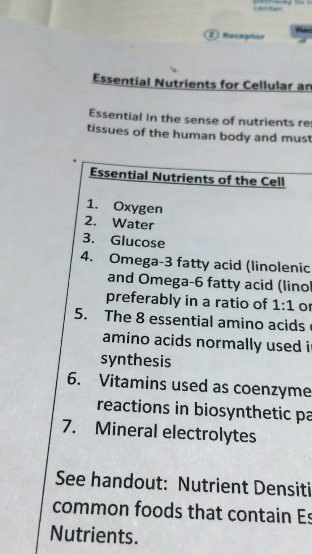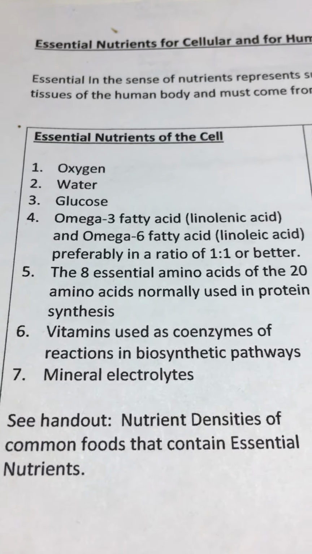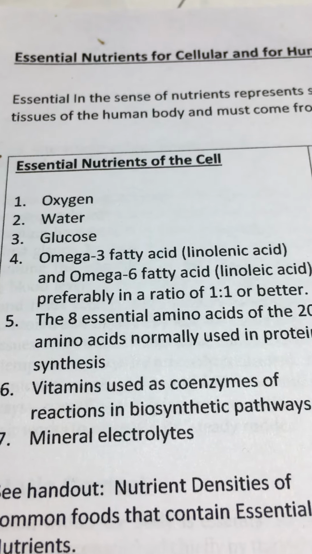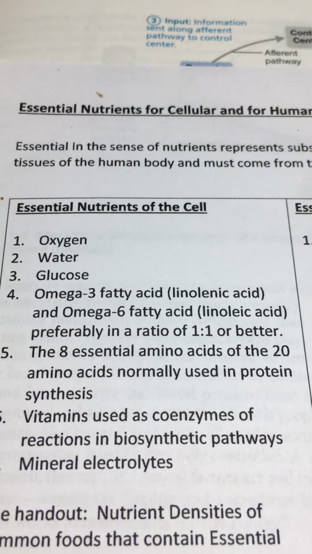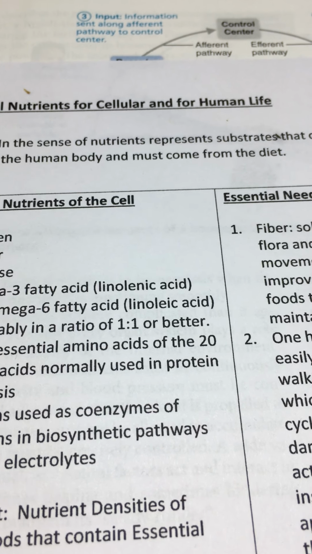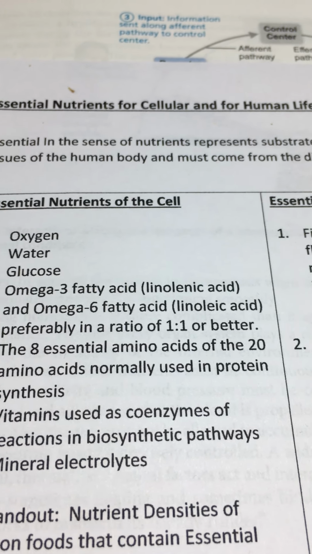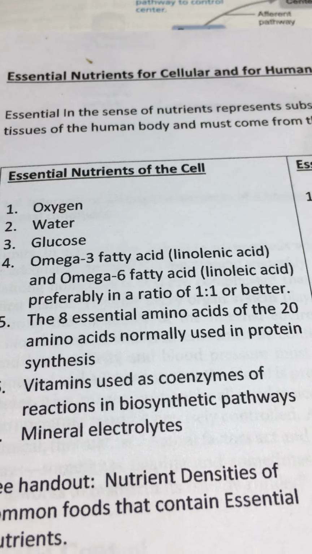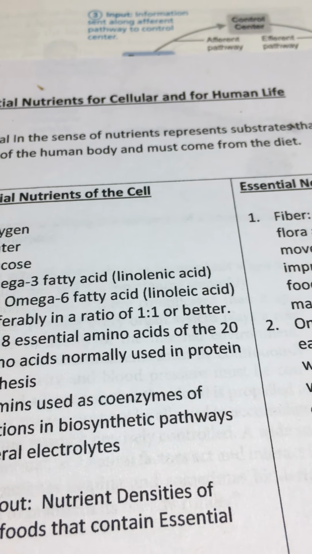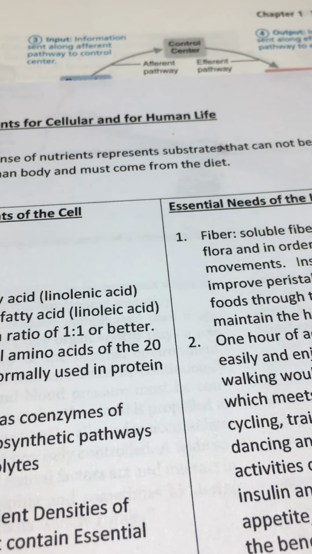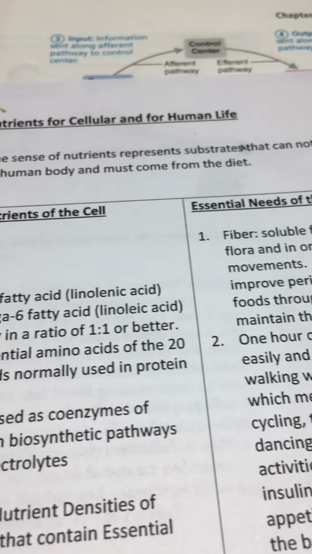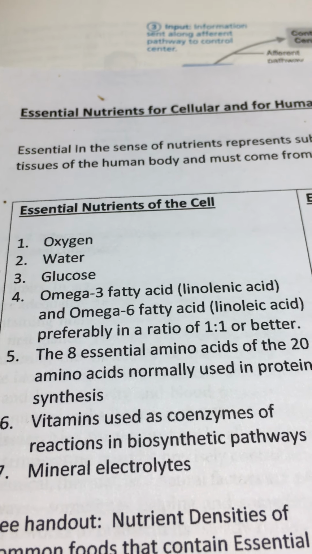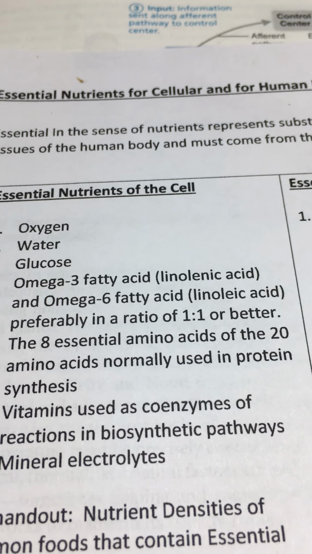And I have a handout for you, which I'm making available. And you should take a look here at what I have listed here. You can see across the top of the page that I have essential nutrients for cellular and for human life. And I've noted that essential in the sense that nutrients represent substrates that can be used in the synthesis of tissues and functional chemicals.